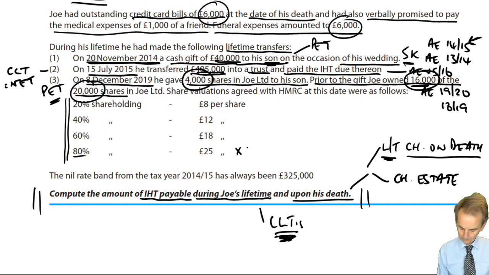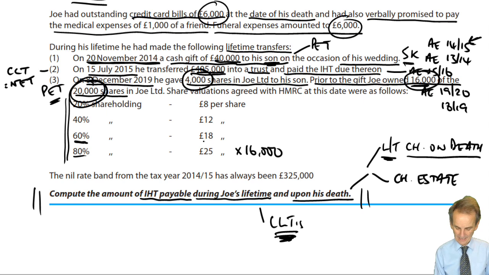before the transfer, 16,000 shares held. After the transfer, given away 4,000, 4 from 16 is 12,000 out of a total of 20. That therefore is going to be some 60%. A 60% shareholding has an £18 per share, so times 12,000. The difference between those 2 figures will be your transfer of value, and we'll see that computation in a moment's time.